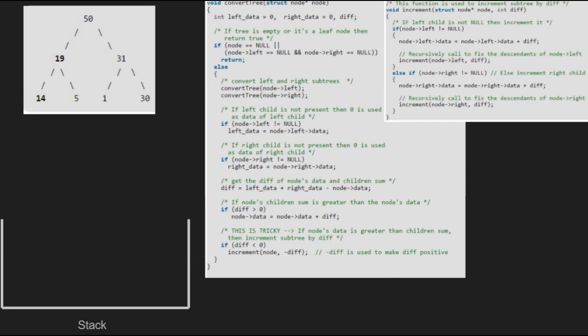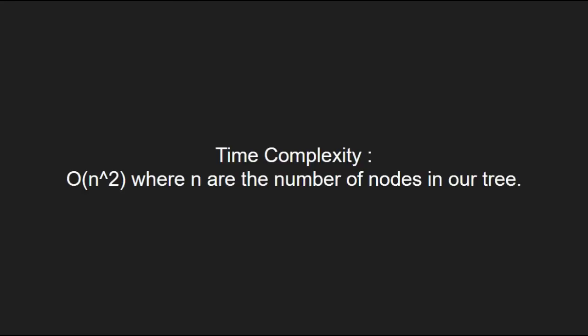Now, let us have a look at the time complexity of the program. This code will run in big O of n square complexity. Here, n is the number of nodes in the binary tree.